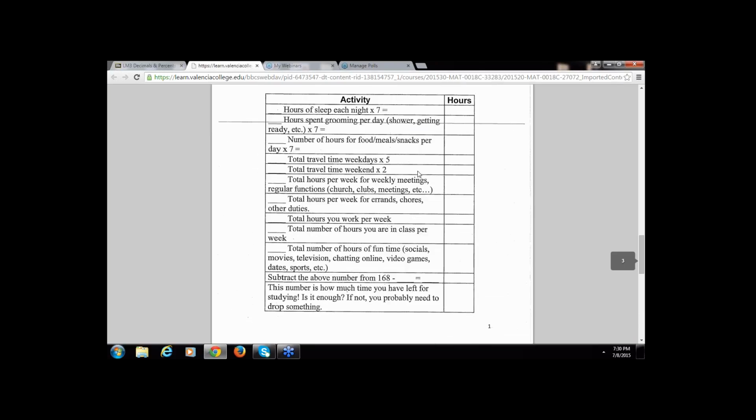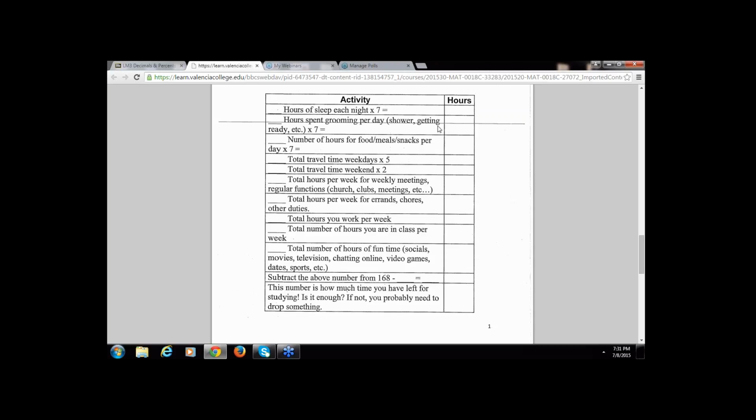So this first part is all about your estimations. So for example, hours of sleep each night times 7. I probably need 7 or 8 hours a night of sleep, but I don't actually get that many. I probably get about 5. So here I would say that in 1 week I probably get about 35 hours of sleep. So just fill it in with a pen, or print it out and write it with a pencil.